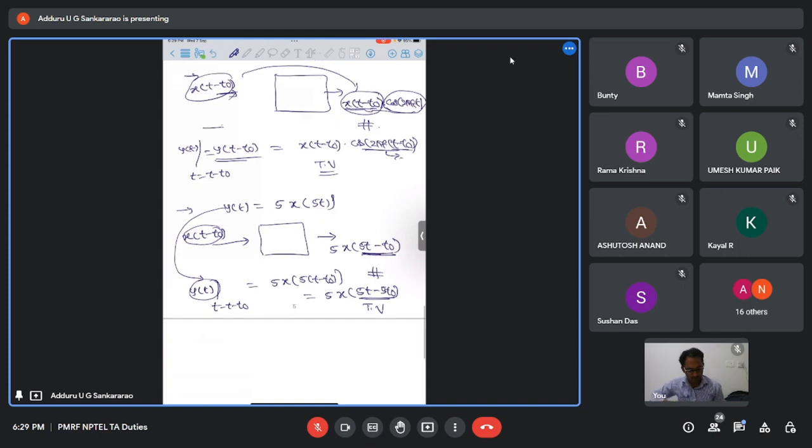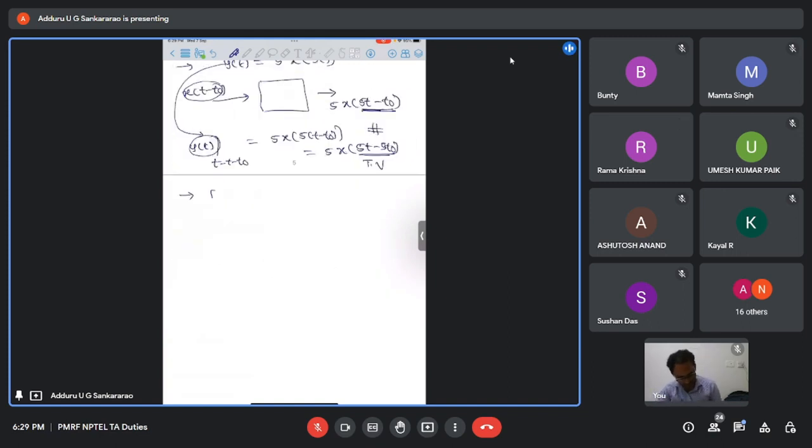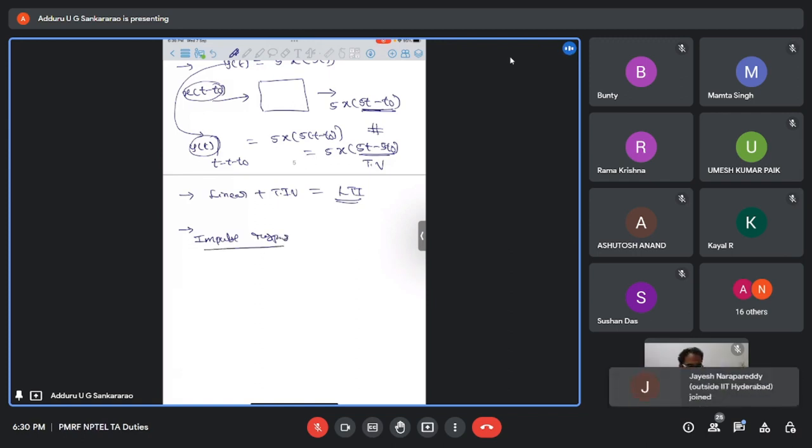Okay. So if the system is linear plus time invariant, then that system is called an LTI system. Now next we'll see the impulse response of an LTI system. LTI systems are characterized by their impulse response.